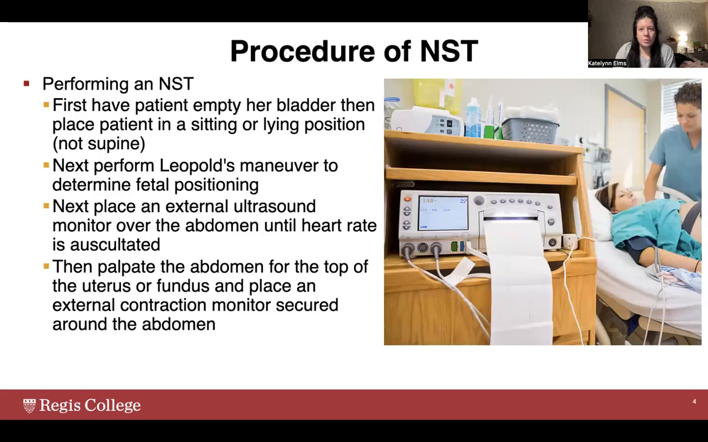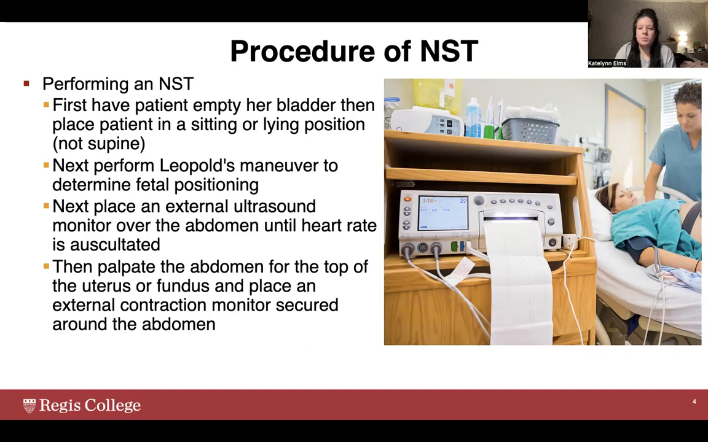The procedure for performing an NST. First, you want to have the patient empty her bladder, because if the bladder isn't empty, then there could be uterine contractions occurring just from the pressure of the bladder on the uterus.